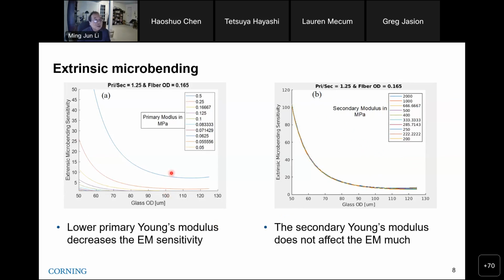These two graphs: one shows the extrinsic microbending as a function of the glass diameter, but for different primary coatings. As I mentioned, the primary coating is very important for the microbending performance. We can see from this graph that if the primary coating modulus is reduced, you can lower the microbending sensitivity. On the other hand, the secondary coating Young's modulus has almost no effect on the microbending sensitivity.